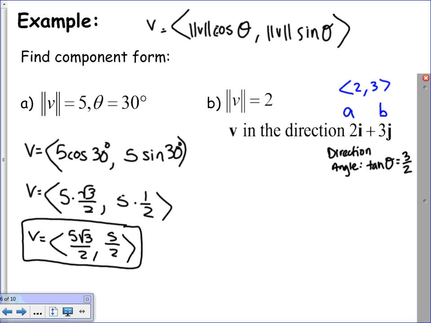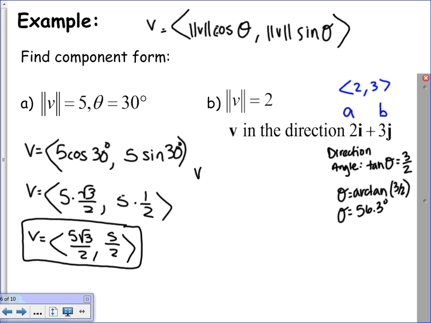So then you could do the inverse tangent and say that theta is approximately, Abram, what'd you get for that? 56.3. 56.3 degrees. And then once you decide that it's 56.3 degrees, you could go back to what we did in part A, which is write that out: the magnitude times the cosine of 56.3, and the magnitude 2 times the sine of 56.3. Then you'll get a decimal answer.